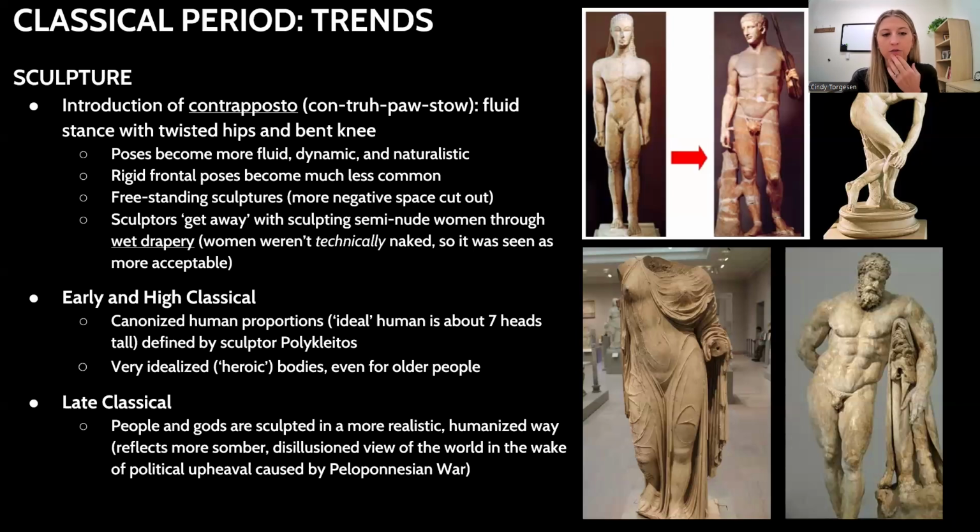People and gods are sculpted more realistically as time progresses. So when we get into the late classical period, we're going to see things more human. We're going to start to see imperfections introduced, and we'll see a little bit more about that. A lot of scholars argue it's because there's a lot of political upheaval going on at the time, and we can get more into that when we get into the transition to the Hellenistic period. But let's look at some examples.